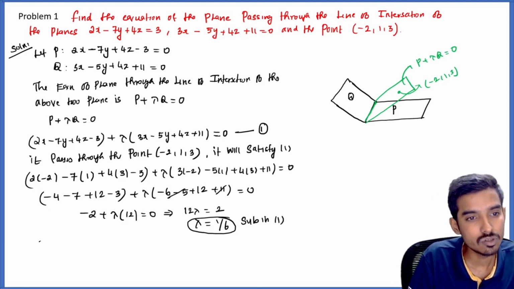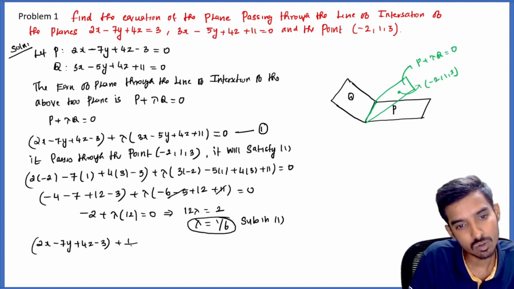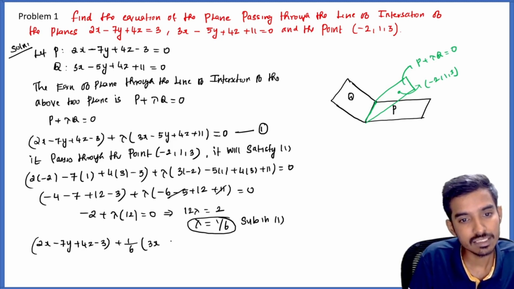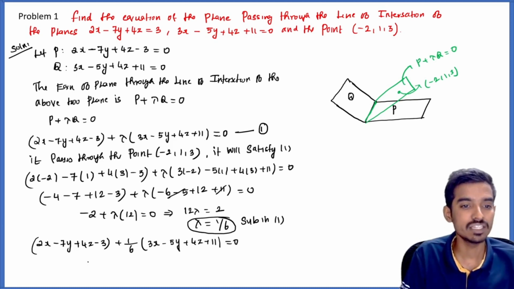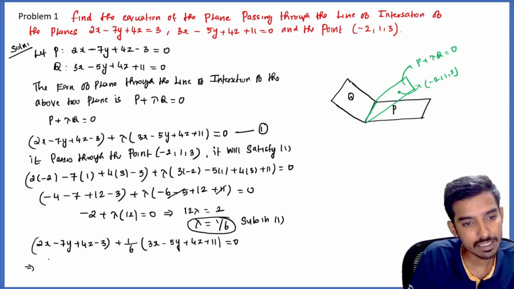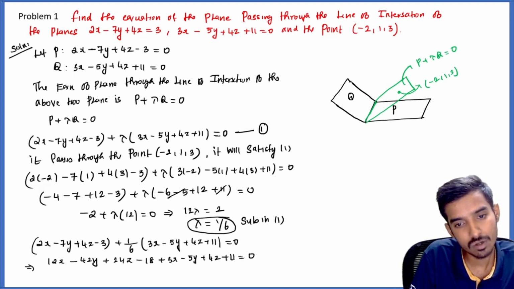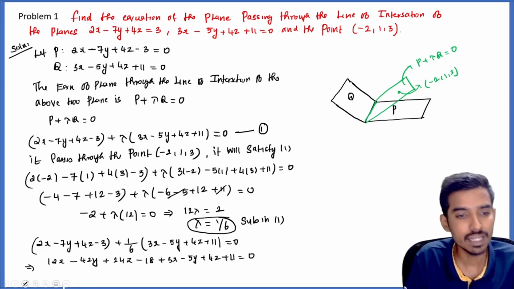Substitute in 1. So 2x minus 7y plus 4z minus 3 plus 1 by 6 into 3x minus 5y plus 4z plus 11 is equal to 0 is the required equation. If you want, you can cross multiply this. Multiply by 6 here, so that you will have 12x minus 42y plus 24z minus 18 plus 3x minus 5y plus 4z plus 11 is equal to 0, right?